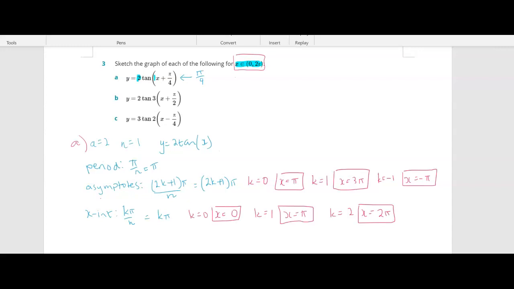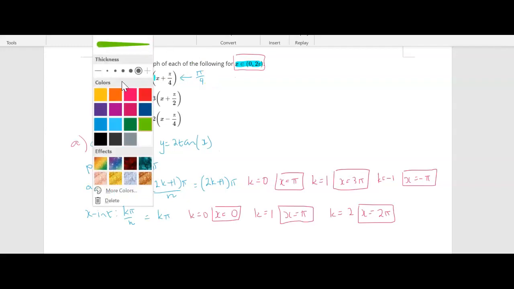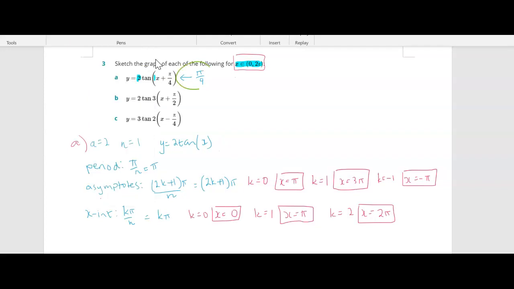Now, with this transformation here, oh, what are you doing, green pen? All right, with this transformation here, we do have to shift all our asymptotes to the left by pi on 4 and all our x-intercepts to the left by pi on 4.